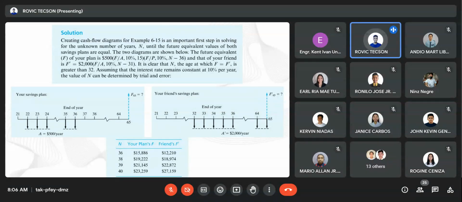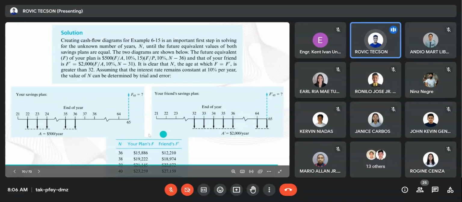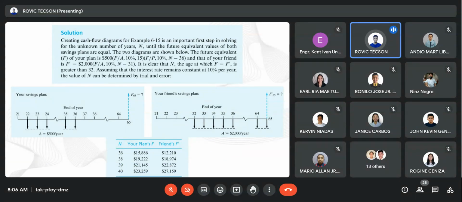at the age of 39 to 40. Nagsugod siya labaw ang friends niya kay nilabaw gikan sa 39 years old. So yeah, mao na siya ang cash flow nato, and then the tabulated kung asa ang iyang friend nilabaw sa iyang savings.